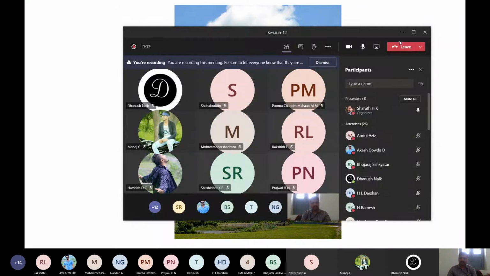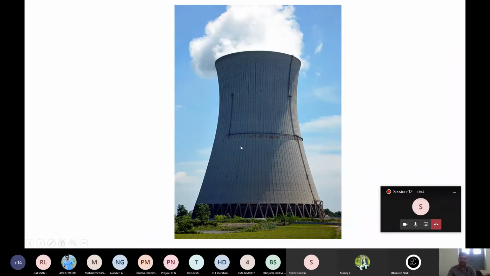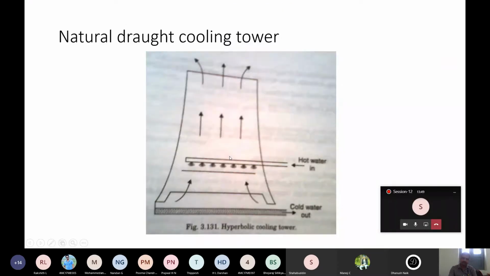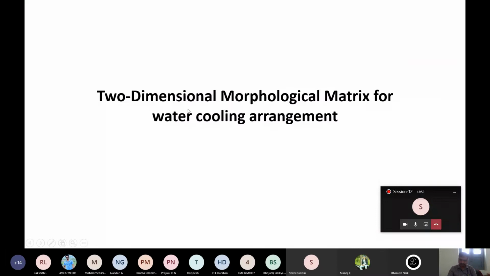Another application is that sometimes you have to recirculate the water back into the system. For that you have to cool the hot water, then recirculate. In these cases you are going to make use of these cooling towers. So this is a problem related to a water cooling arrangement. For an industry or a power plant, water cooling is required, and you are thinking about developing a water cooling arrangement.